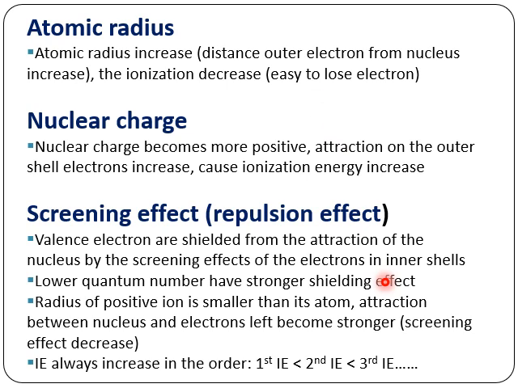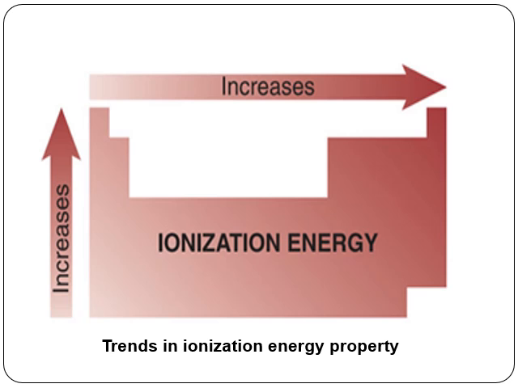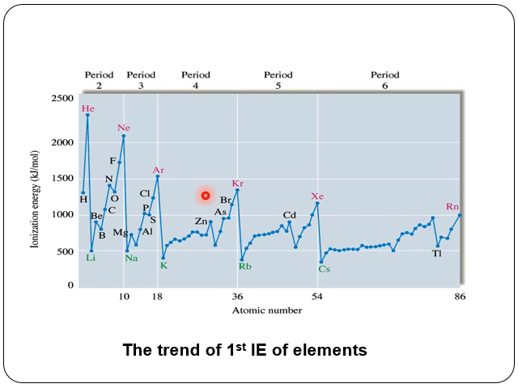Alright, so its effect on the inner shell: electrons with a lower quantum number have a stronger shielding effect. The radius of the positive ion is smaller than the atom, and the attraction between the nucleus and the electron is less strong. Screening effect increases from first ionization, second ionization to third. Okay, argon is on the right. So you have to memorize that one.